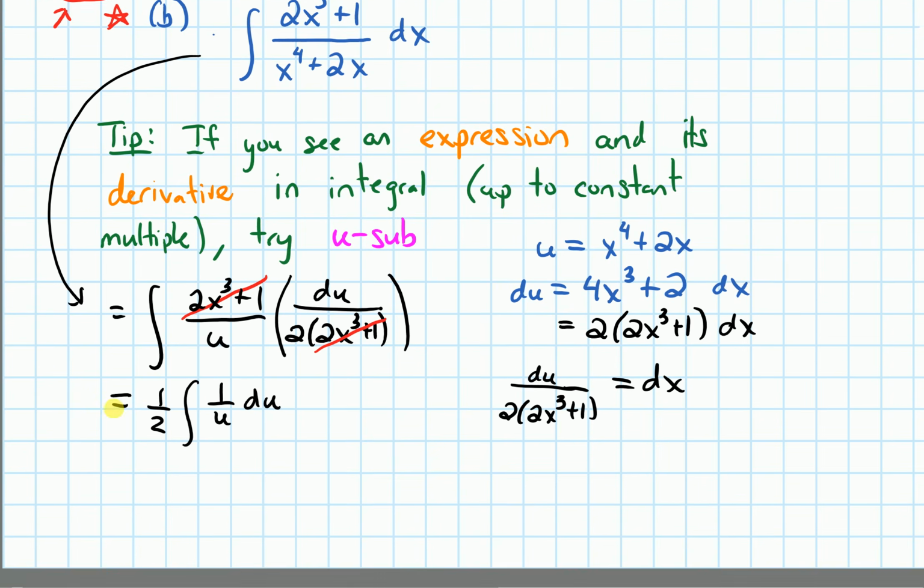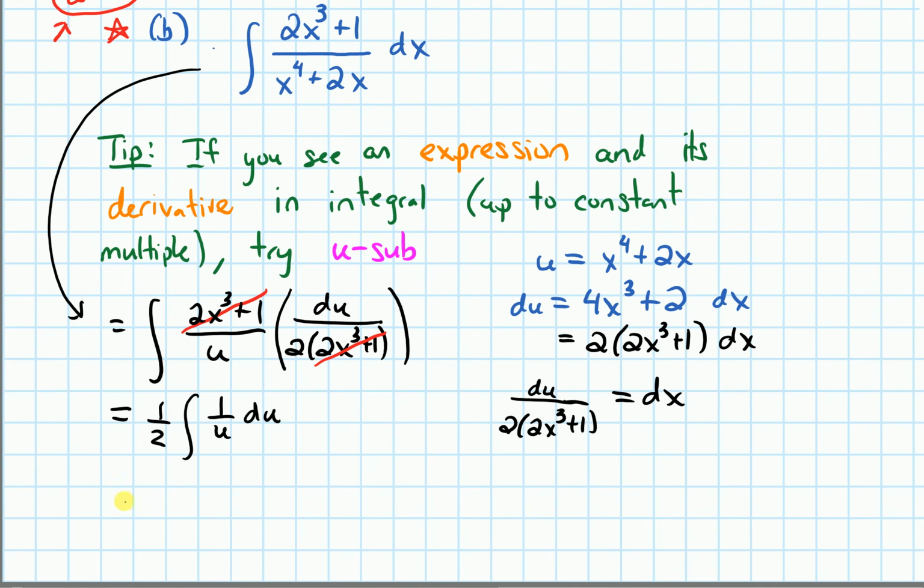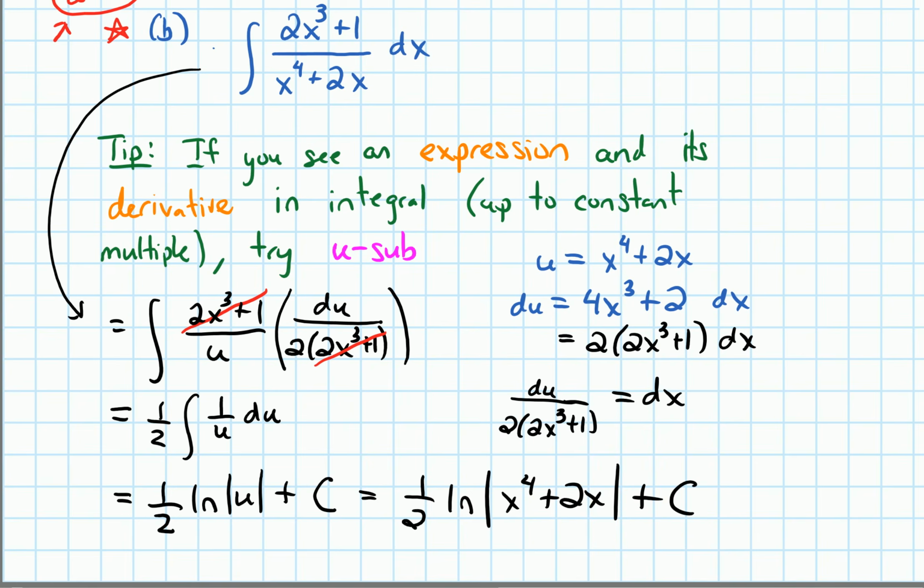This antiderivative is going to be 1/2 times ln absolute value of u plus c. And then because I did this u-sub, I need to substitute back in what u was, because my original integral had the variable x in it. So I need my final answer to have the variable x in it. Okay, so this is 1/2 times ln absolute value, and u is x to the 4th plus 2x. And then I have that plus c, and that's my answer right there.